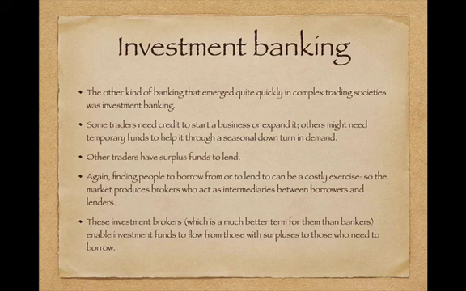Now, there is also investment banking, the other kind of banking that emerged quite quickly in complex trading societies. Some traders need credit to start a business or to expand it. Others might need temporary funds to help it through a seasonal downturn in demand. This is predictable. In winter, ice cream sales tend to fall, so you might need some funds just to keep paying the staff or preparing new marketing for the spring and summer. Or ski resorts see a drop in demand over the summer months, unless you're sitting on a glacier. Now, other traders have surplus funds to lend.